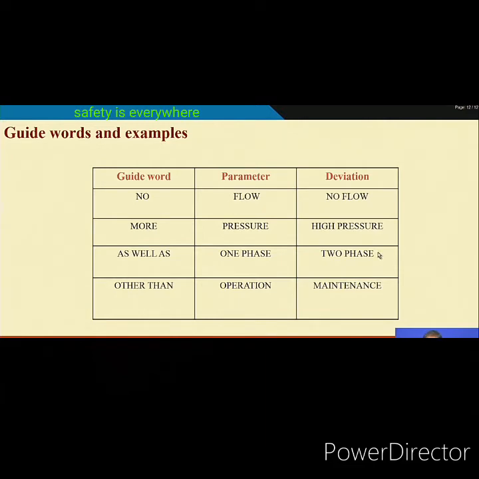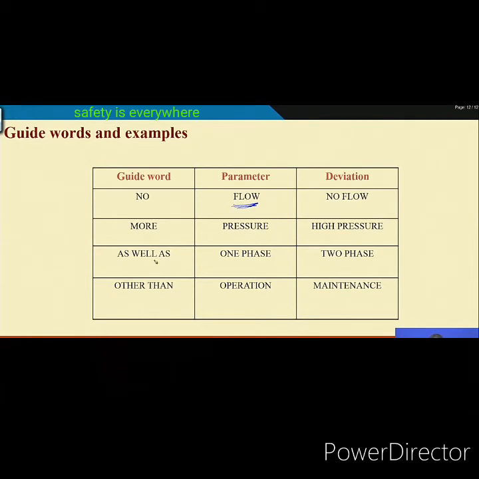So, this I have already discussed. Interestingly, you are looking for some example definitely. Flow is a very important one, but at the same time very easy to understand. No flow, more flow, high flow you will get. Similarly, more pressure, low pressure, okay.